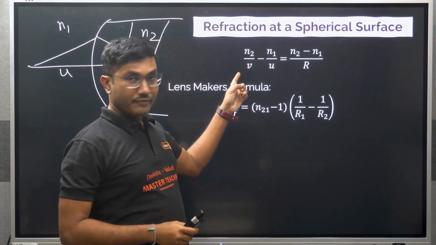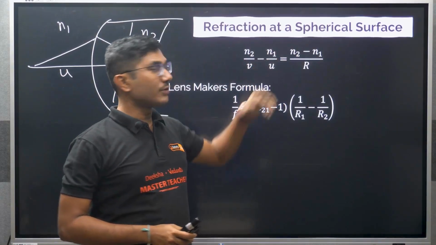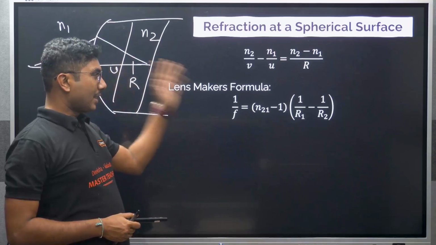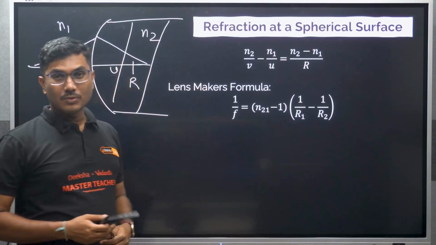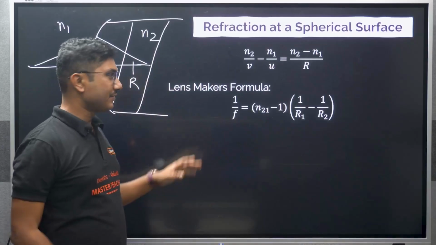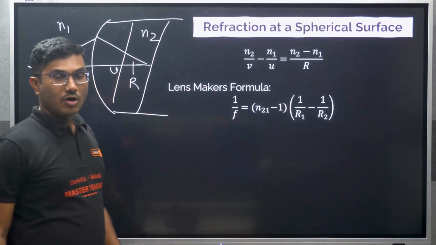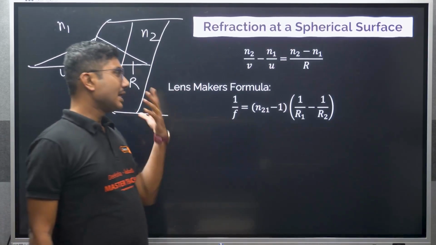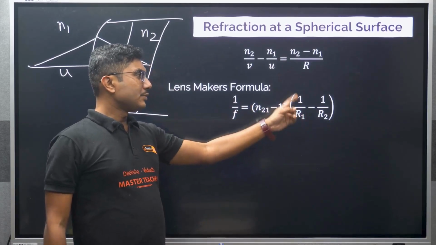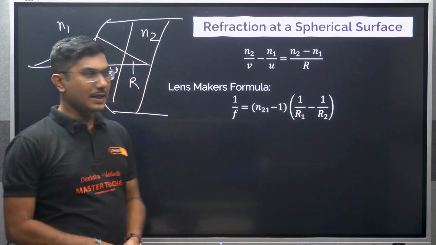So n2 by v minus n1 by u equals (n2 minus n1) by R. Apart from that, there is also a lens maker's formula. The lens maker's formula is applicable for lenses and any spherical surfaces. The focal length of any curved surface is given by 1/f = (n21 minus 1) times (1/R1 minus 1/R2).